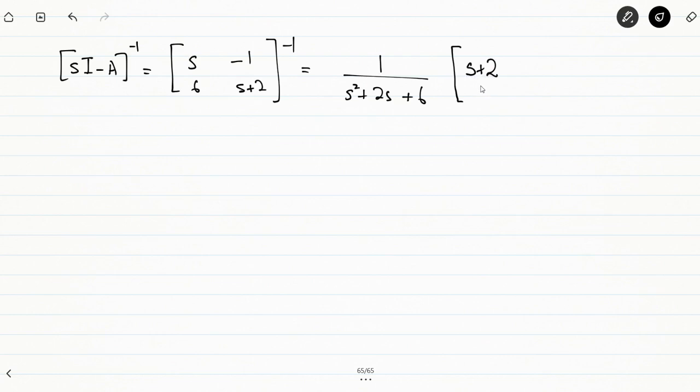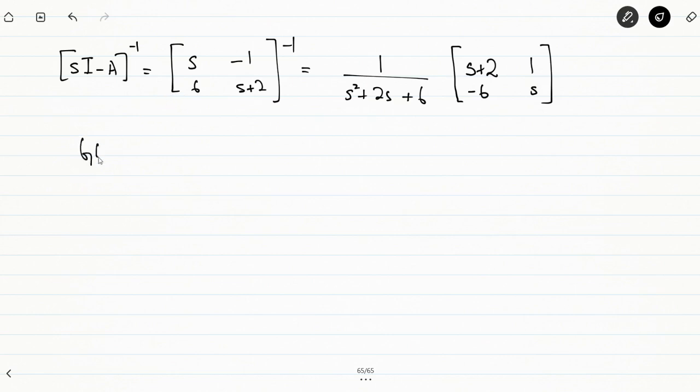Cofactor of minus 1 is 6. The transpose of it will be here minus 1 raised to the power of the elements. So this will be the inverse of this matrix that we can calculate using the formula adjoint divided by the determinant of the matrix.